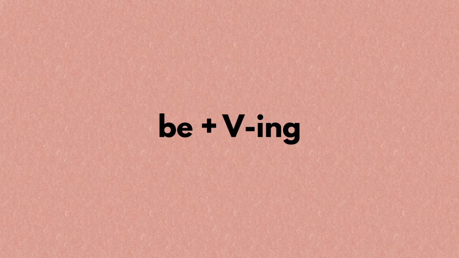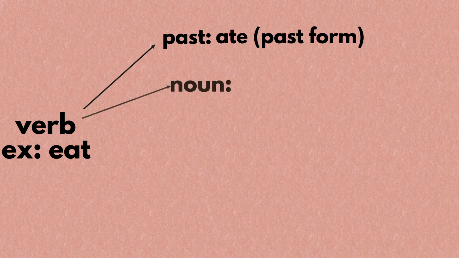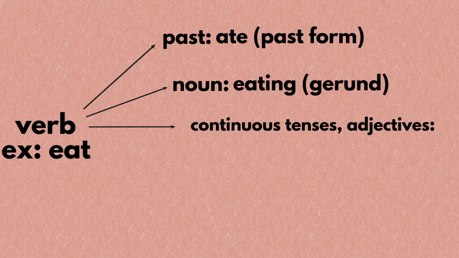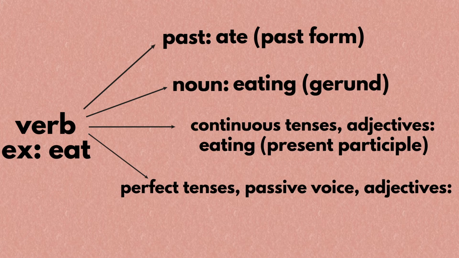The present continuous tense uses a special verb form, be+ing. Let's first look at what the ing form of verbs, also known as the present participle, is. Every verb can be changed into multiple forms. To express the past time, the verb changes into the past form. To create a noun, the verb changes into a gerund. To express continuous tenses or to create an adjective, the verb changes into a present participle. And to express perfect tenses or to create an adjective, the verb changes into a past participle.